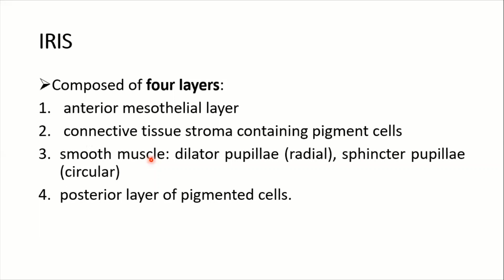So the iris is composed of 4 layers: the anterior mesothelial layer; the second layer is connective tissue or stroma containing pigment cells; third is the smooth muscle, the dilator pupillae, radial, as I told you already, and the sphincter pupillae, circular. And the fourth is the posterior layer of pigmented cells.